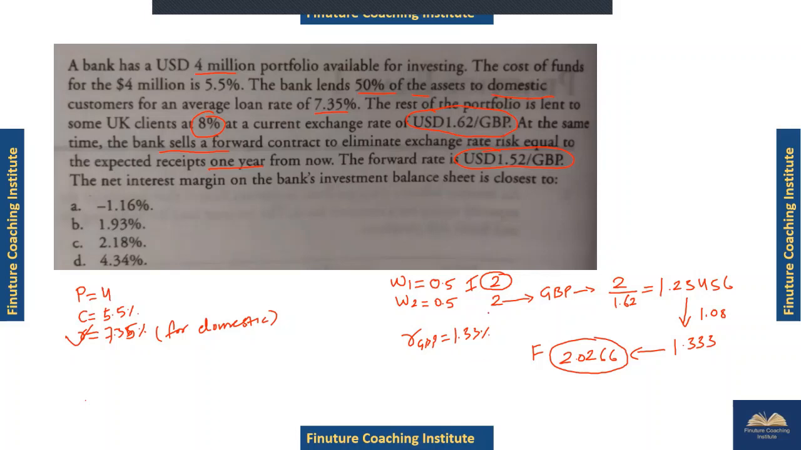So on 50% you're earning around 7.35%, and on the rest of the amount you're earning 1.33%. So what will happen to the total lending rate? On 50%, it's 0.5 times 7.35% plus 0.5 times 1.33%. This would be your rate of lending, and the net interest margin would be this lending rate minus your cost of funds. Let me just quickly calculate this.